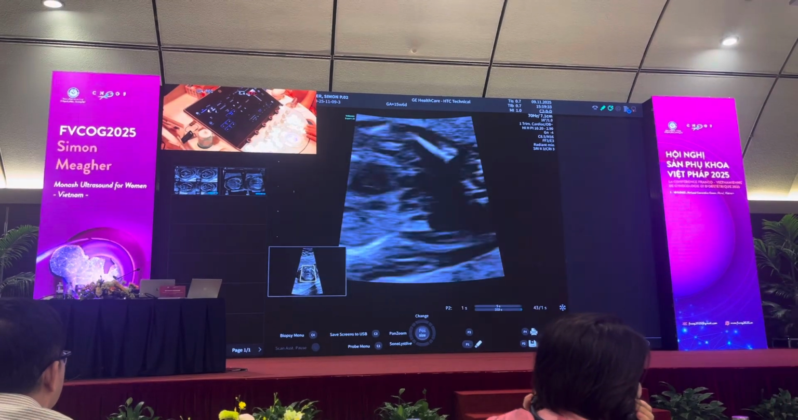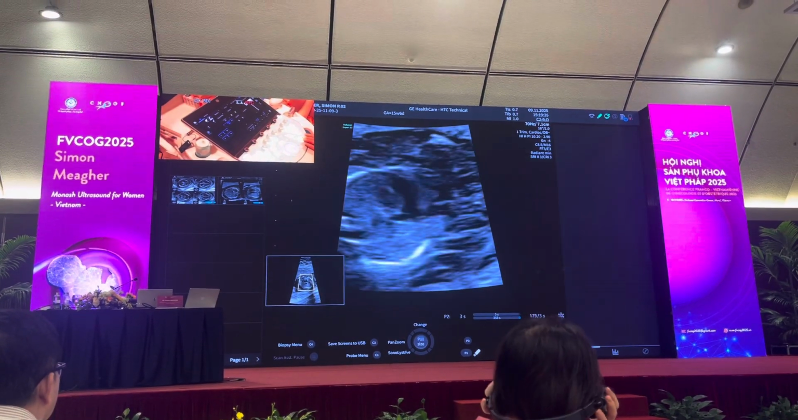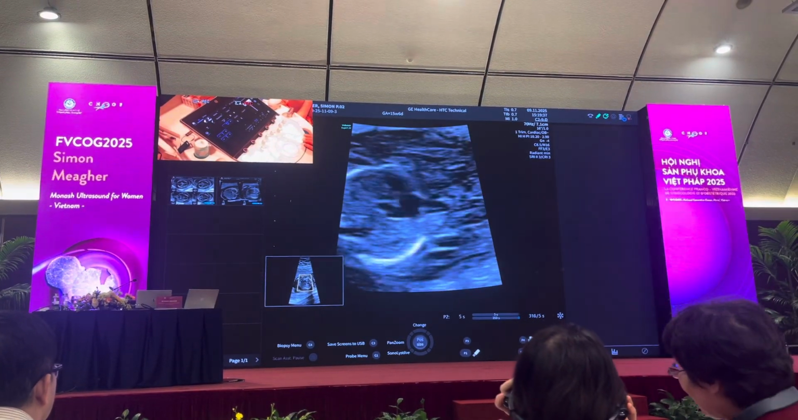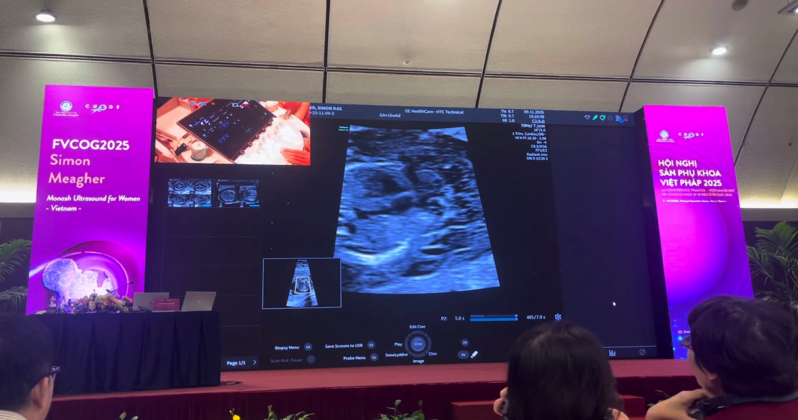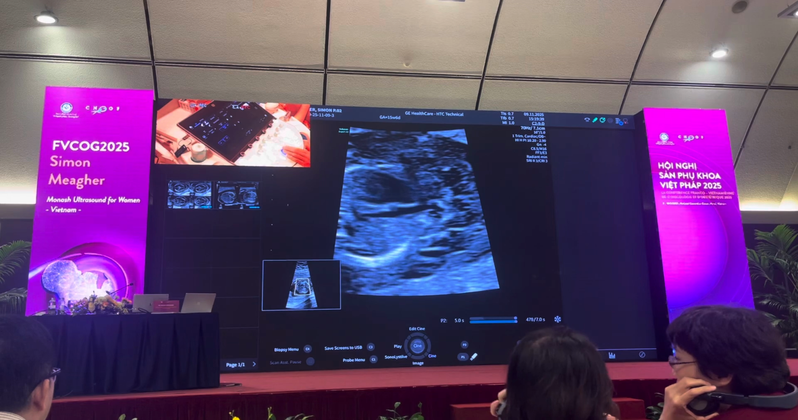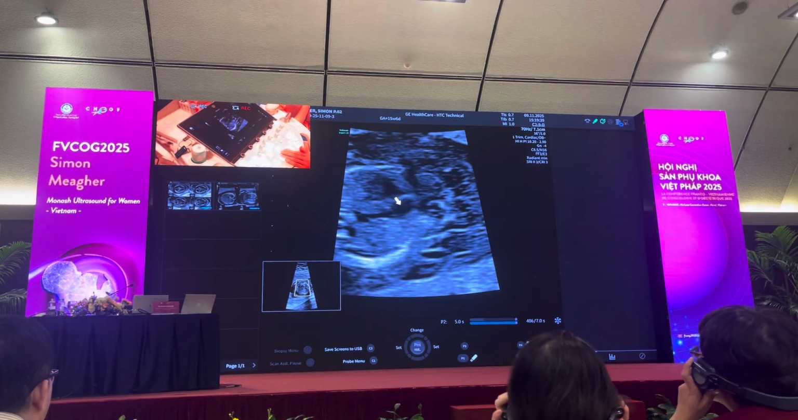The size of the left and right ventricles looks normal. The right atrium looks slightly larger than the left atrium. So this is the right atrium here, and it just looks slightly larger when compared to the left.